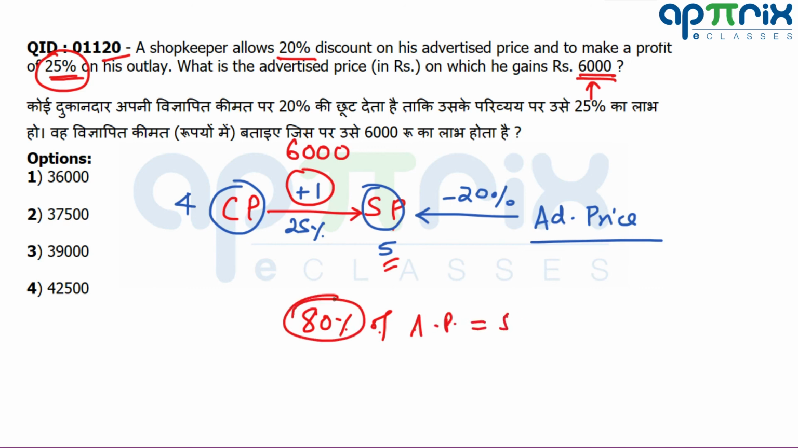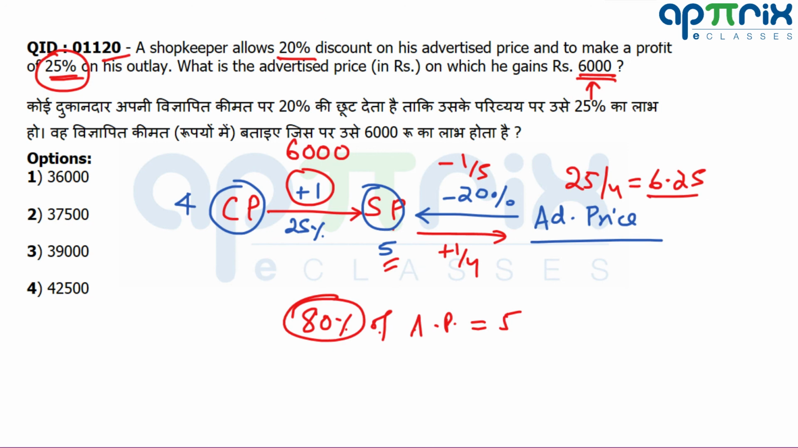80% of advertised price is equal to 5. You know this is 4 by 5. So this is going to be 25 by 4. So 20 by 5 by 4 you can write, which is 6.25. If you use AB rule, you can get it directly. The link is given in the description, that if this value is minus 1 by 5, this side it will be plus 1 by 4. Plus 1 by 4 of 5 is 1.25. That will give you 6.25.